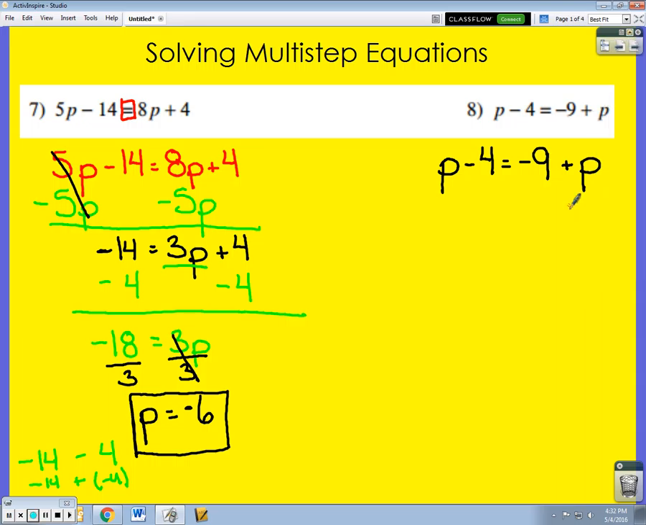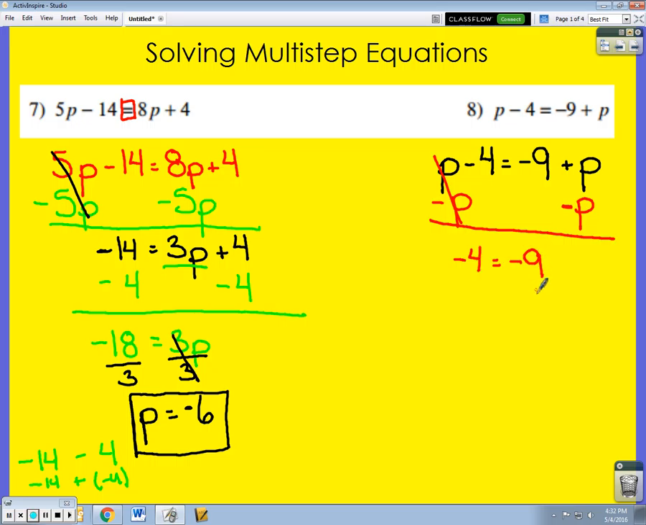How can we do this? Well, let's see here. We have p here, minus 4 equals negative 9 plus p. If I subtract p from both sides, so minus p, I have now nothing here. So I have negative 4 equals negative 9.